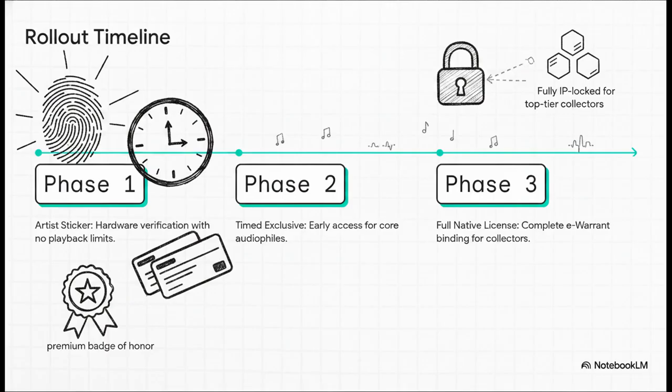Phase 2 introduces timed exclusives. Here, core audiophiles with the right hardware get early access to that physical baseline for, say, the first month. It really drives that VIP early adopter value. And then Phase 3 is the full native license. Once the ecosystem is mature, we introduce fully binding E-warrants for top-tier collectors. This perfectly glides the market from a cool hardware perk into a fully IP-locked art collecting format.